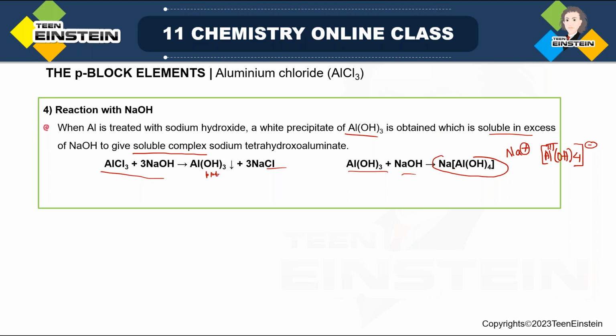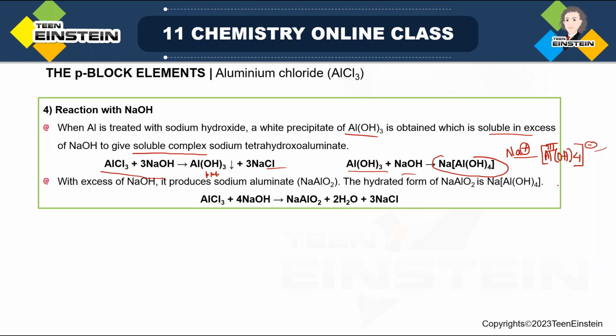Oxidation state is obviously 3, and a total of 4 negative charges we are getting from OH-, so that is why 1 negative charge is extra, which is mentioned outside the square bracket, and that is balanced by the single positive charge we are getting from sodium. Na[Al(OH)4], sodium tetrahydroxoaluminate.